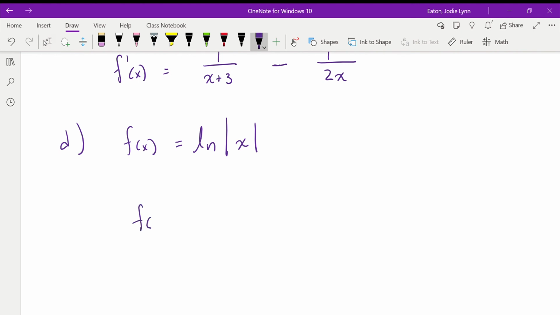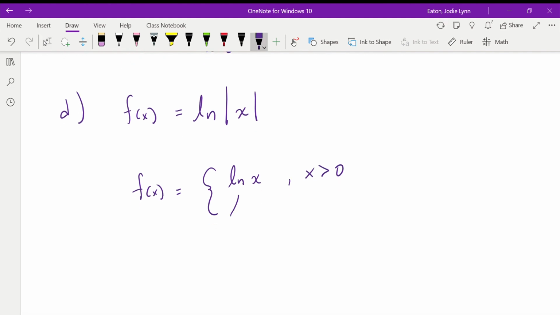So that means that f of x equals ln of x for x greater than 0 and ln of minus x for x less than 0. Okay, and the natural log of x still is not going to exist when x equals 0. But the derivative won't exist either because you can't do 1 over 0 either.